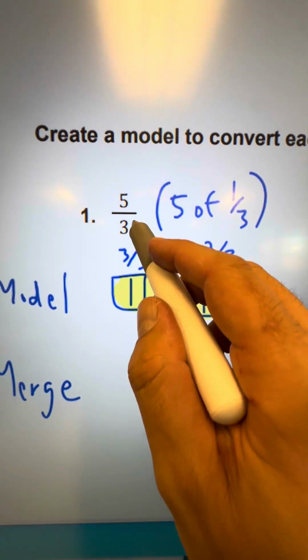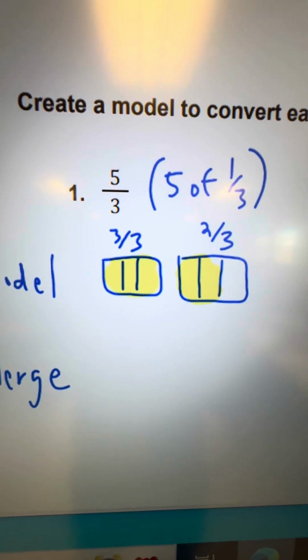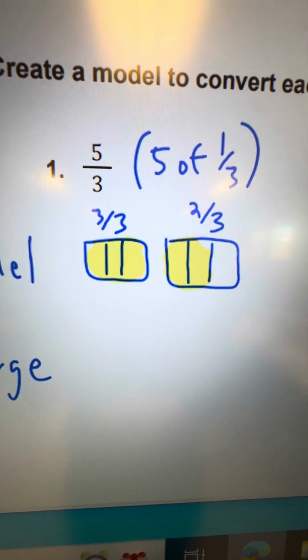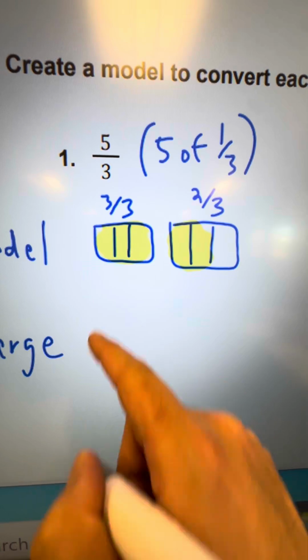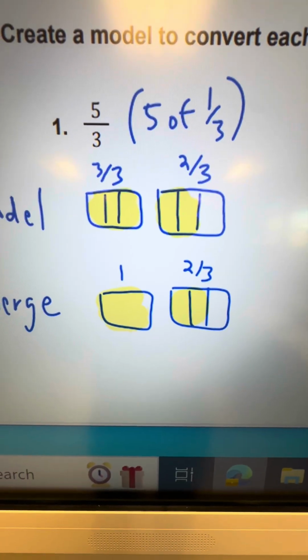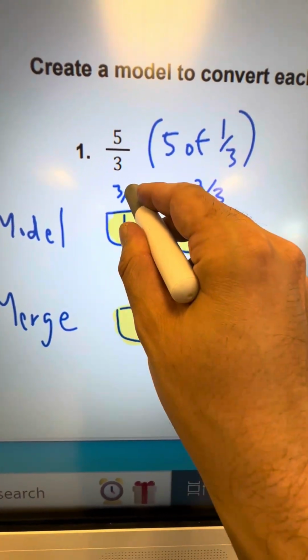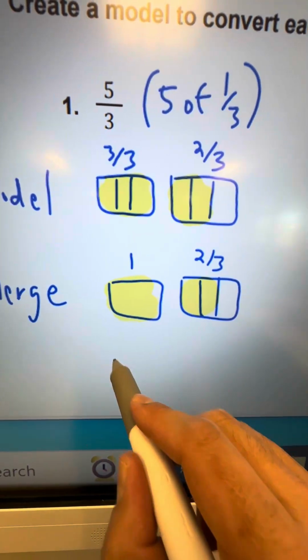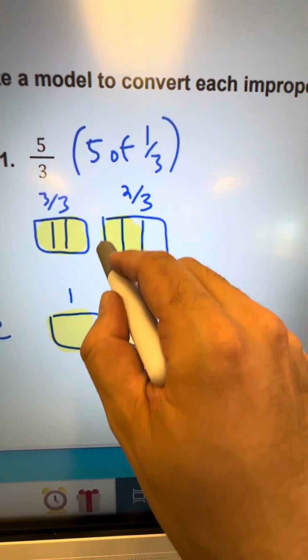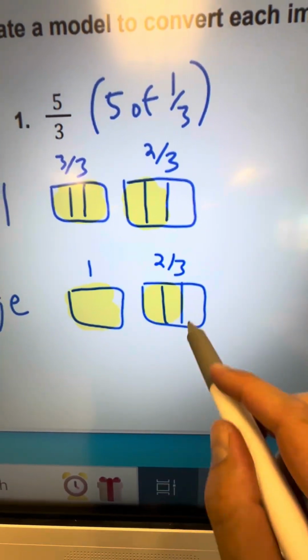And when you're converting from an improper fraction to a mixed number, all we're really trying to do is figure out how many whole amounts are in there. And you can see here I have one whole rectangle completely shaded in. So when I say merge, we're just saying that 3 out of 3 is the same thing as just one whole rectangle. And I don't have a whole rectangle filled in here. I only have 2/3. So that's going to stay the same.